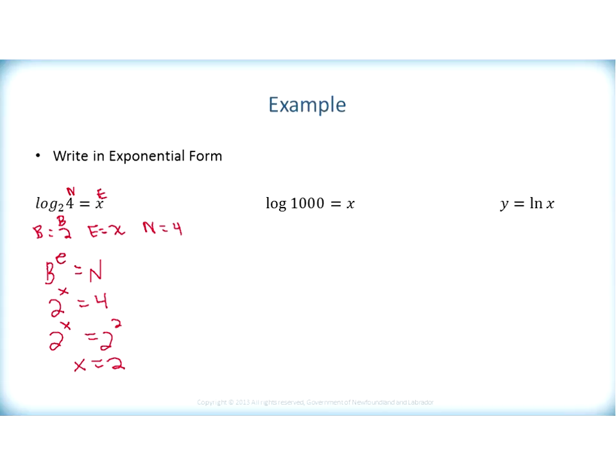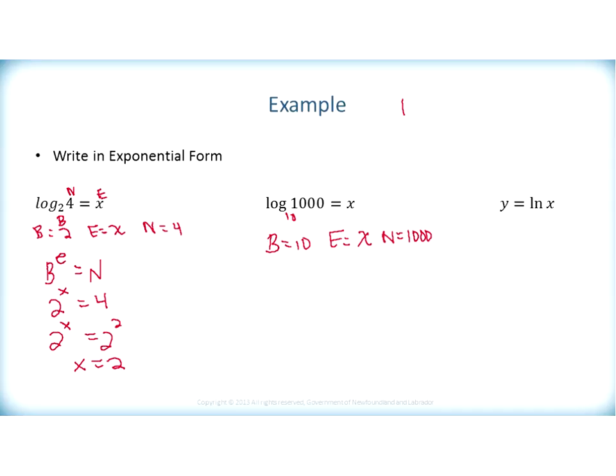In the next case, we have log of 1,000 is equal to x. Now we can compute this on the calculator since it is base 10. Recall that if the base is not indicated, it is base 10. And we can calculate any log with base 10 or e on the calculator. And so in this case, the base is equal to 10. The exponent is equal to x. And the number is the argument, which is 1,000.